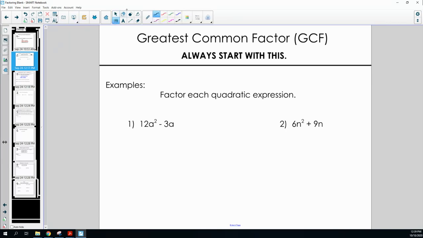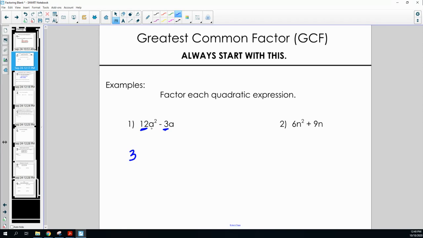So if I wanted to factor each of these quadratic expressions, the first thing I'm going to look at is what they have in common. And when I'm looking for what's in common, I'm going to look for the number as well as the letter. So first we're going to look at the number here. So I have 12a squared minus 3a. As far as the number goes, I have 12 and I have a negative 3. So I wanted to figure out what is the common factor between 12 and negative 3. And that would be 3. So I'm going to take out a 3.